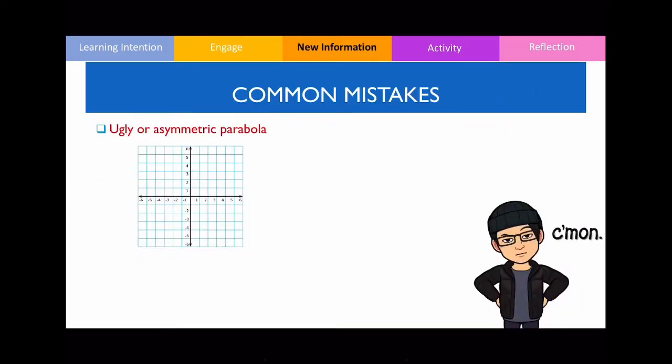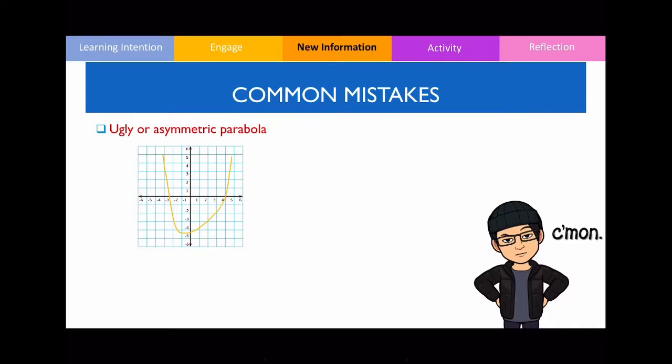So these are the common mistakes that I often see over here. I often see students draw very ugly or asymmetric parabolas. Remember that a parabola is symmetrical. So if your parabola doesn't look symmetrical at all, then I am going to be deducting some marks. So that's an example over there.